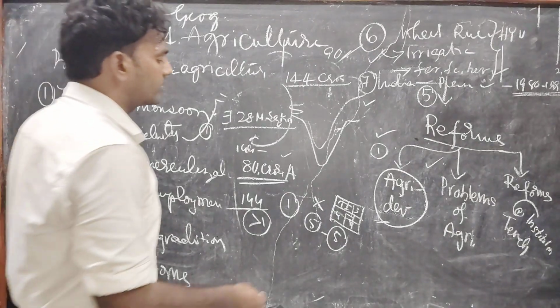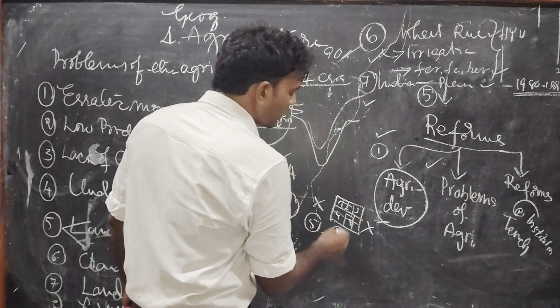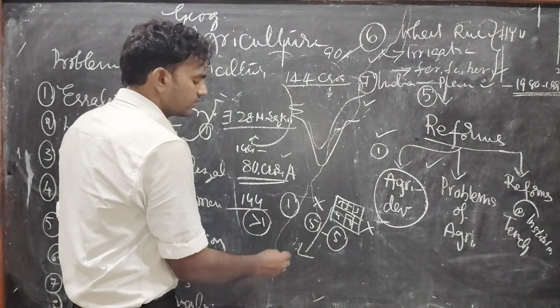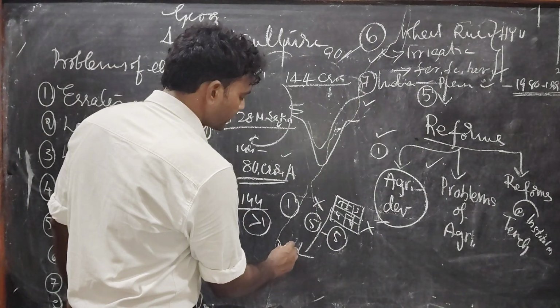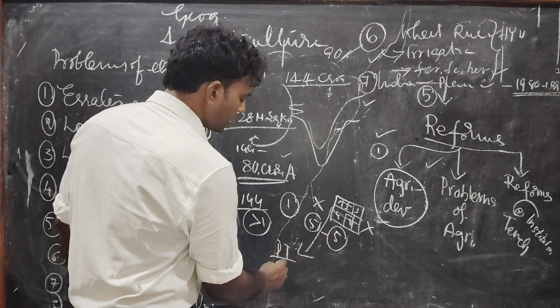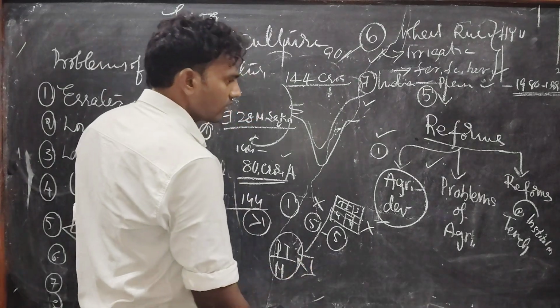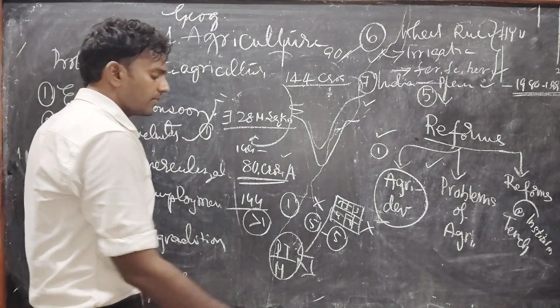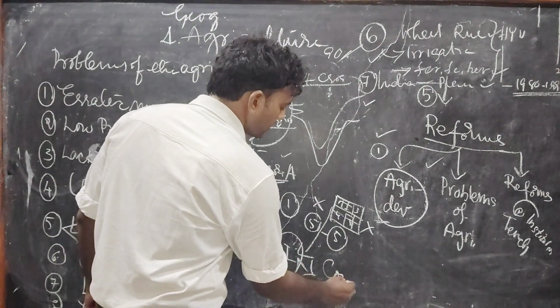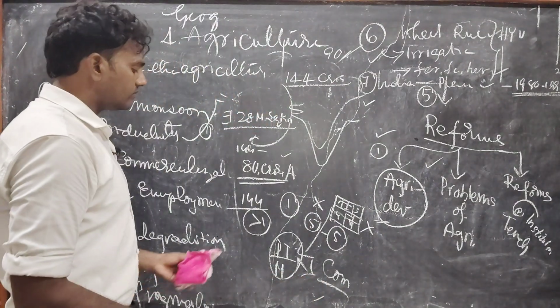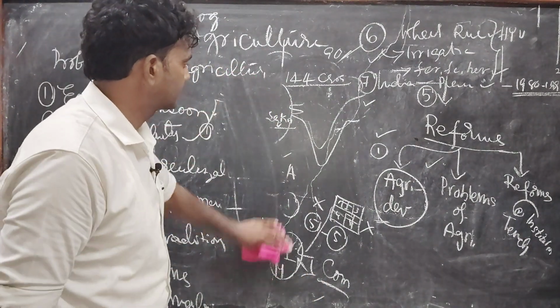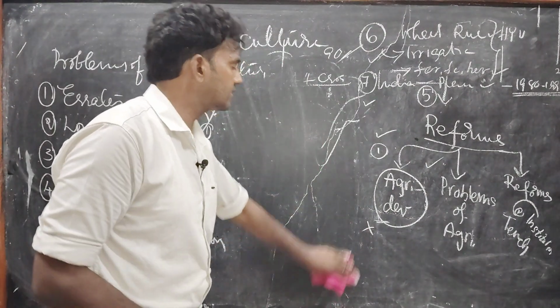But what is the problem here? We cannot cultivate this land with package technology, we can't use machinery, and so we can't cultivate commercial crops. One more thing, and these are the problems.